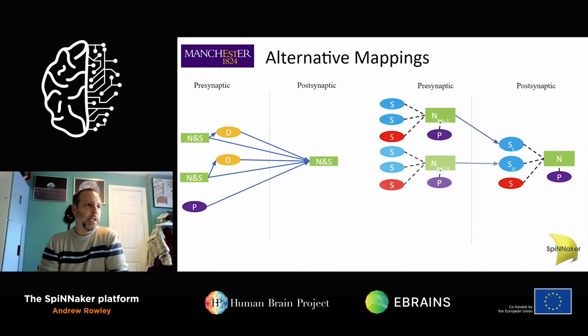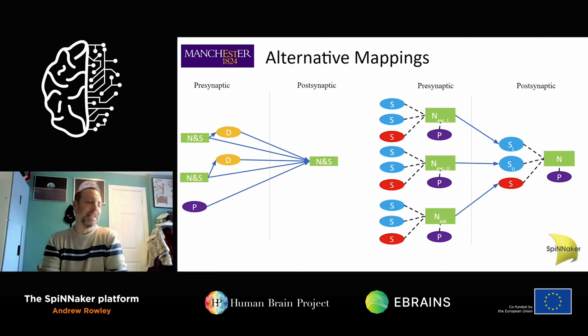We can basically split up that processing so that we target different cores with different neurons as well, different source neurons. And this allows us to run larger and larger network models without impacting too much on the processing.